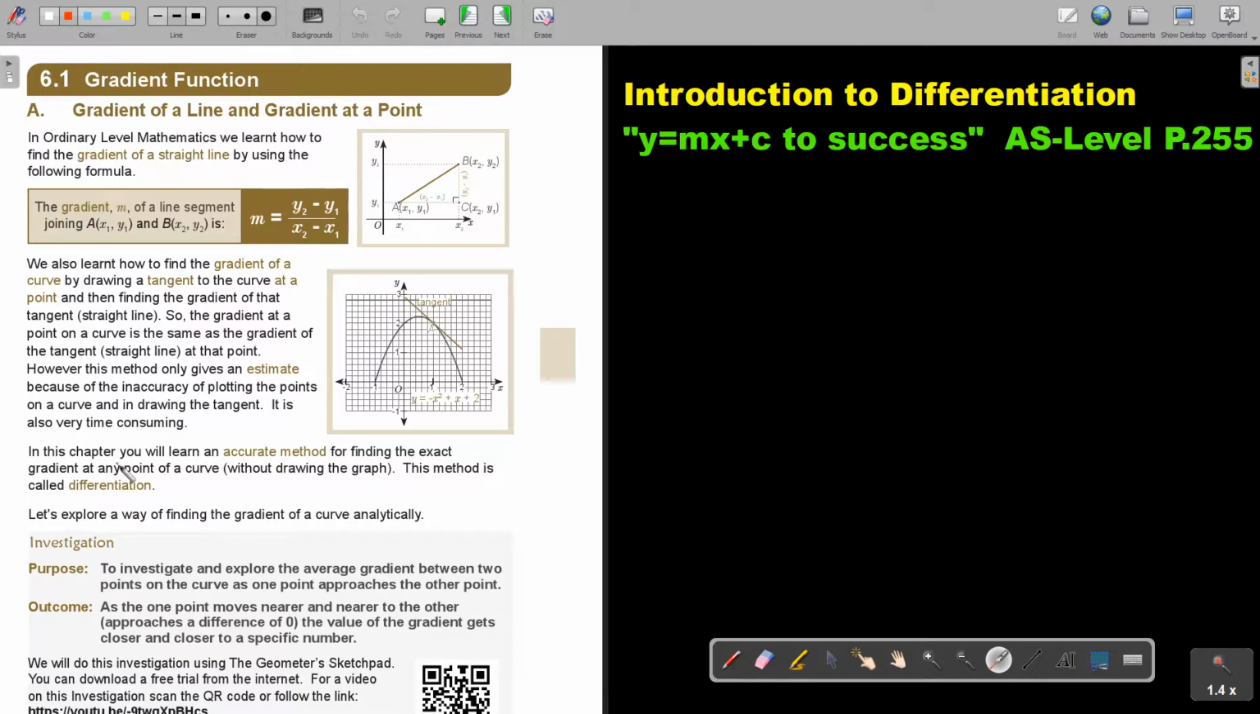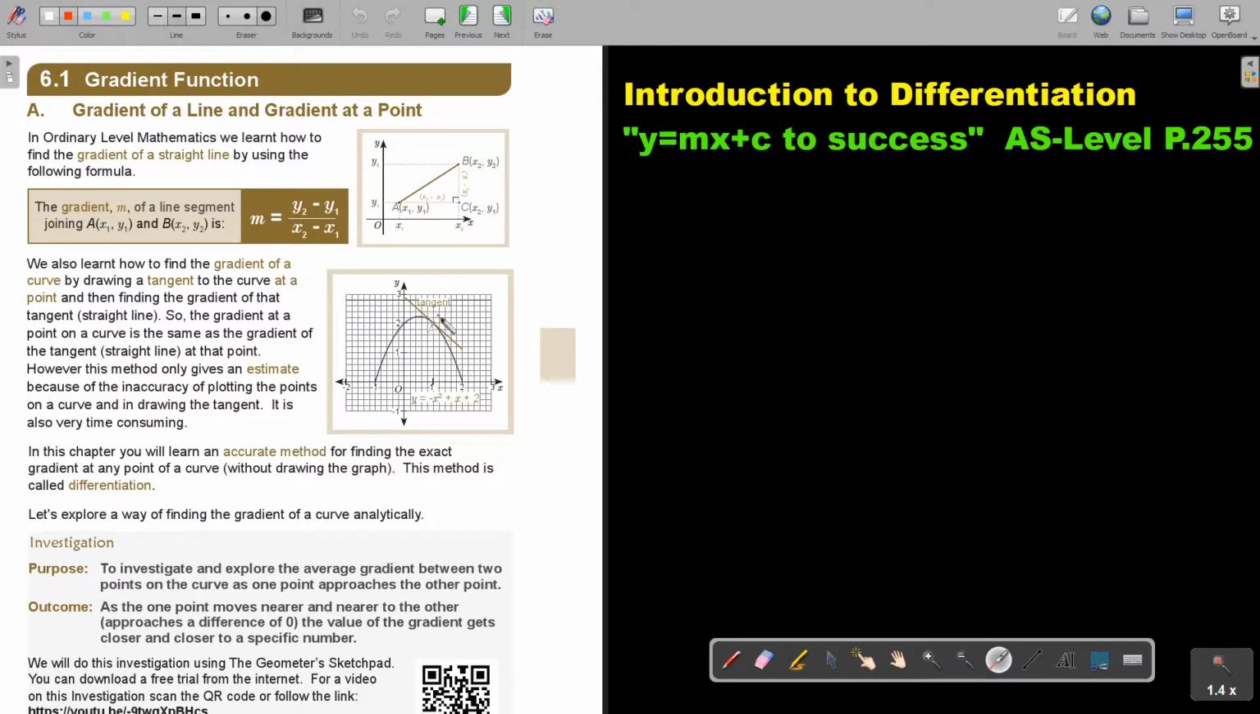So in this chapter, you will learn an accurate method. So what is differentiation all about? This is an accurate algebraic method, without drawing, for finding the exact gradient at any point of a curve. So there's an algebraic method, where we can use a formula and then find the gradient at that point of the curve exactly.